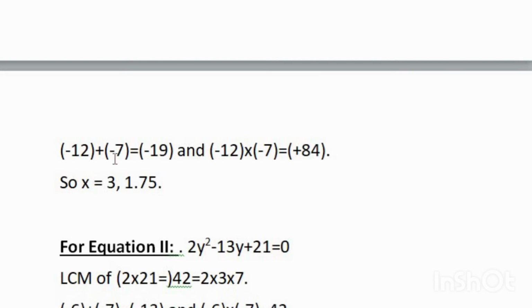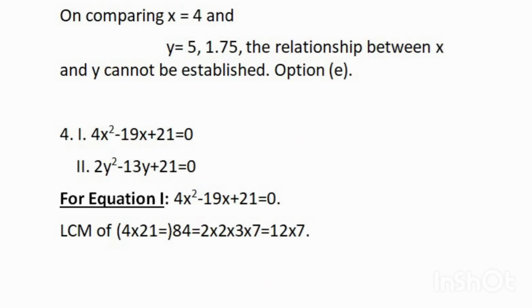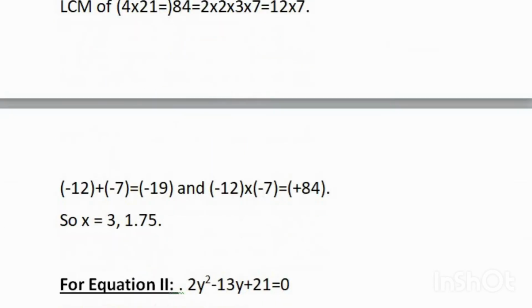Okay, so minus 12 plus minus 7, you will get the middle term minus 19, and when you do minus 12 into minus 7, you will get plus 84. So the numbers are minus 12 and minus 7. Take the opposite signs so that you will get the numbers as plus 7 and plus 12, and divide plus 7 and plus 12 by the x square term. Which is the x square term? It is 4. So you have to divide plus 7 by 4 and plus 12 by 4. Plus 12 by 4 is 3, and plus 7 by 4 is 1.75. So the values of x are 3 and 1.75.